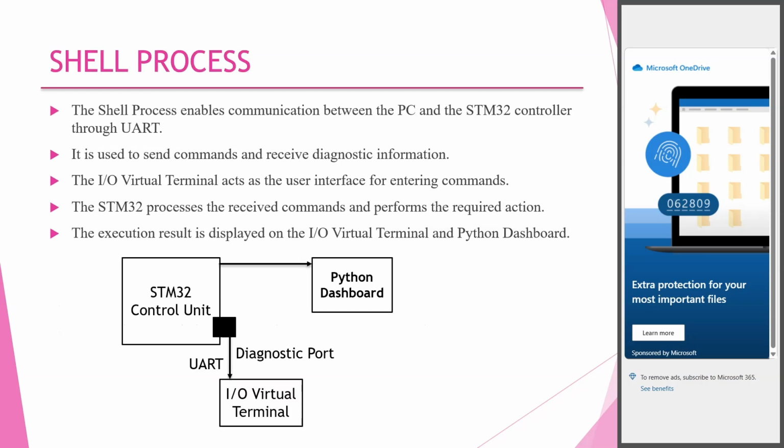Shell process. The shell process enables communication between the PC and the STM32 controller. Through UART, it is used to send commands and receive diagnostic information. The IO virtual terminal acts as the user interface for entering commands. The STM32 processes the received commands and performs the required action. The execution result is displayed in the IO virtual terminal and the Python dashboard. As we can see, the STM32 control unit communicates over UART with the input output virtual terminal and also the Python dashboard.